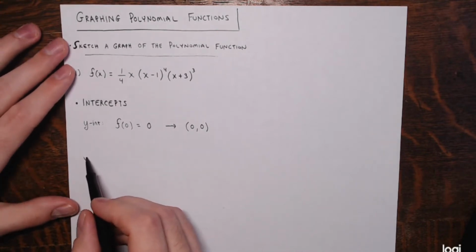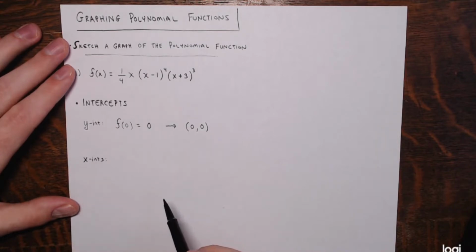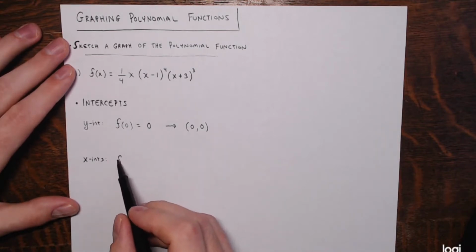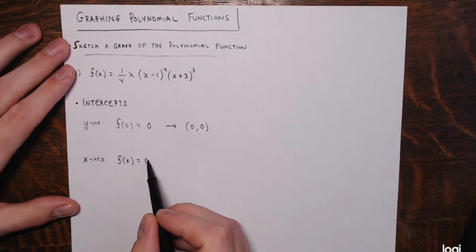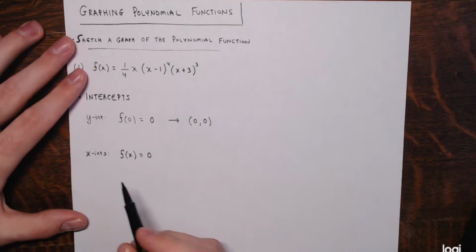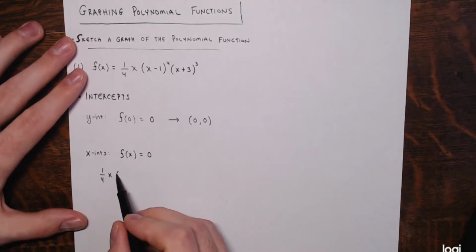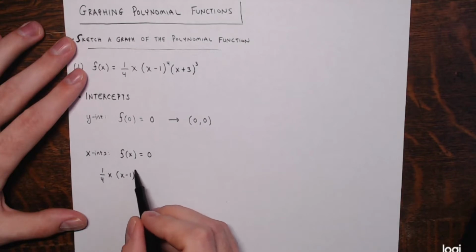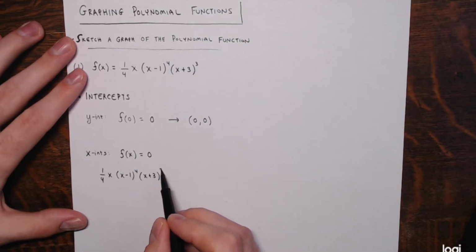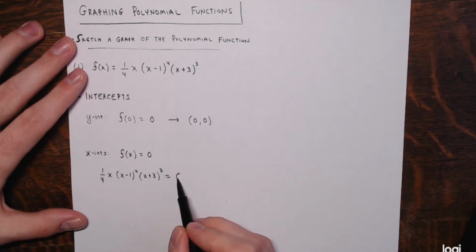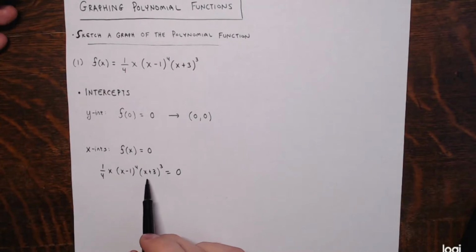But let's find those. Find the x-intercepts. This is where you're solving this equation: when is f of x, when is the output, equal to 0? So when is 1/4 times x minus 1 to the 4th times x plus 3 to the 3rd equal to 0? Well, the nice thing is this particular polynomial is already factored for us.